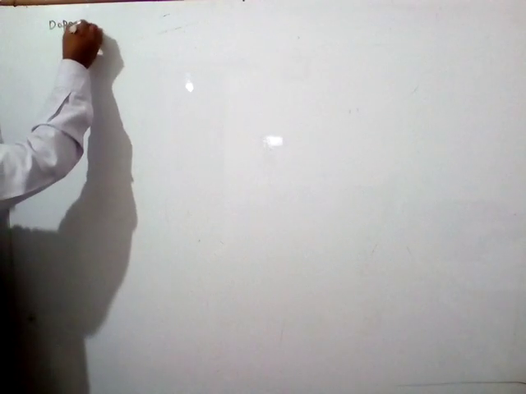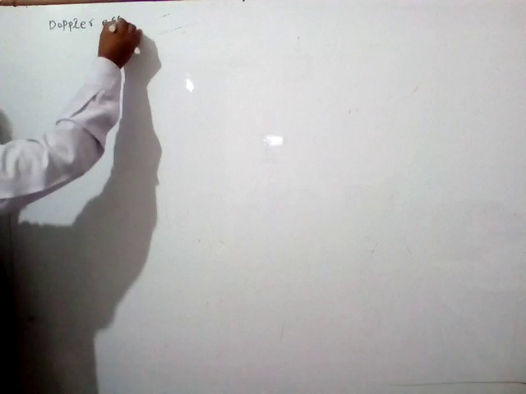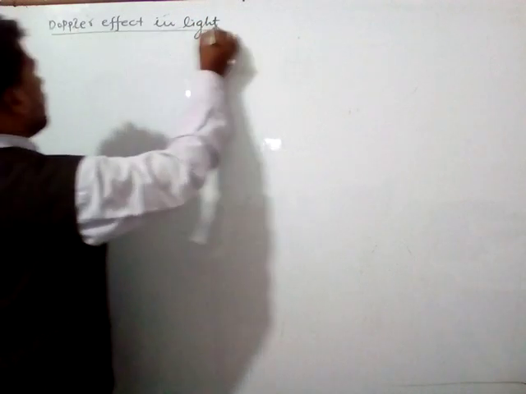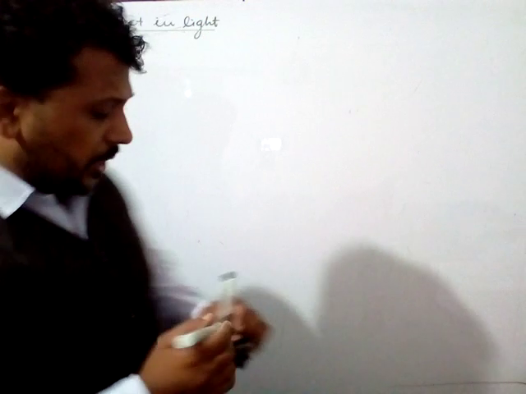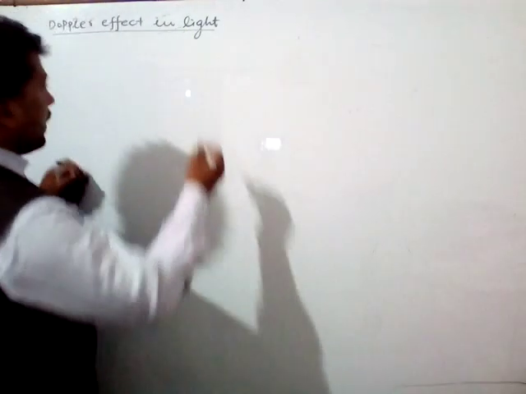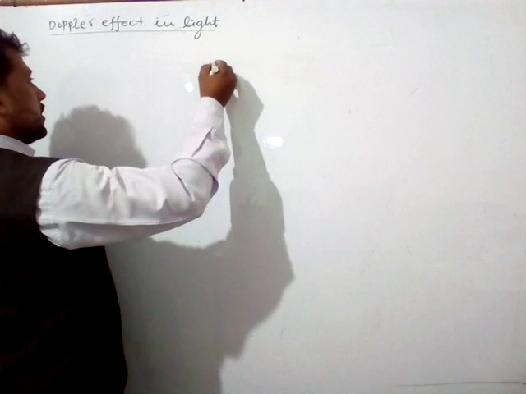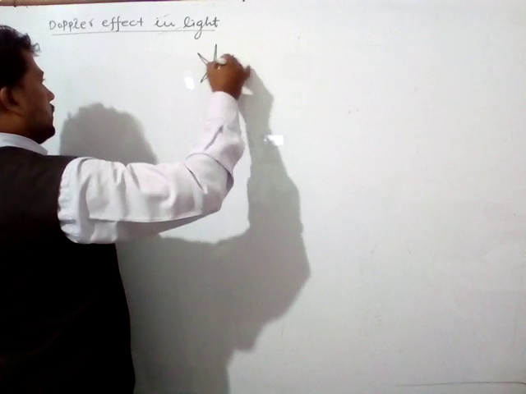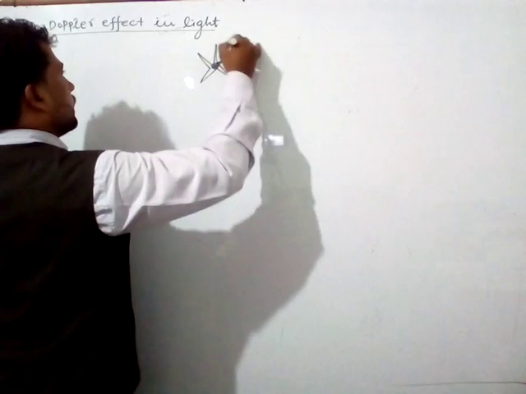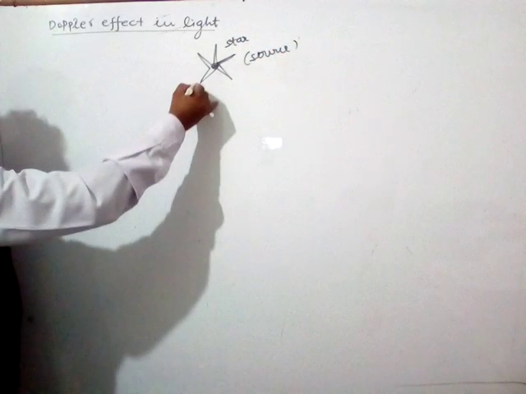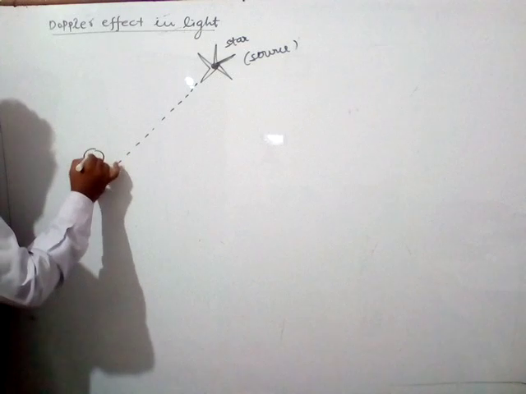So let me discuss here the Doppler effect in light. Simply we can say that it is based on the relative motion between the source and the observer. The source is just like a star, and it is seen by an observer on the earth.